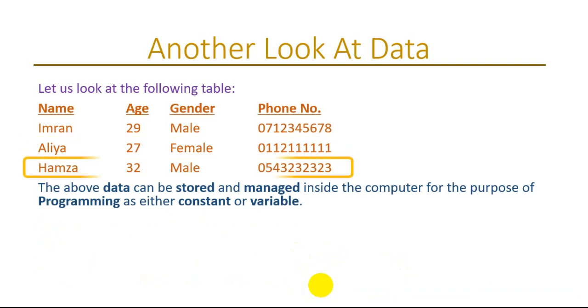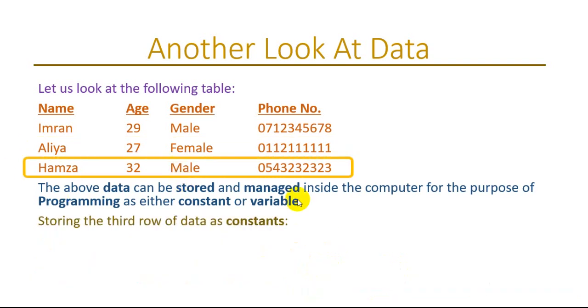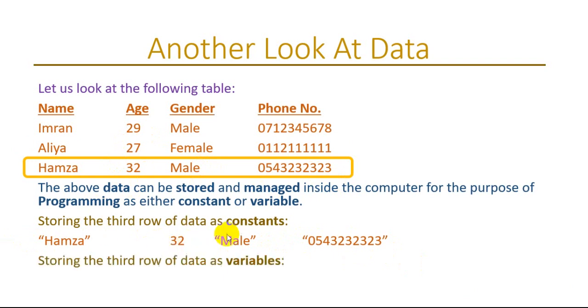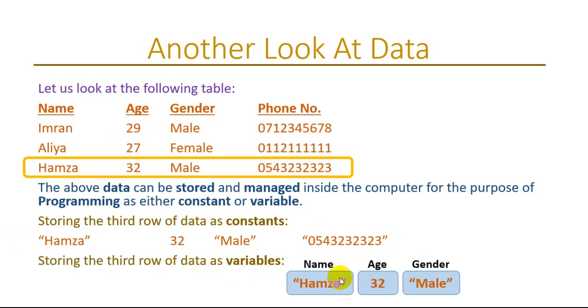Now let's see how the third line is stored. If you want to store the third line as constants, same way, Hamza within double quotes, male within double quotes, this phone number within double quotes. All those are alphanumeric constants. Age 32, you just store like that, which is a numeric constant. And if you want to store the same data as variables, you label name, age, and so on, just like what we saw earlier, age 32.